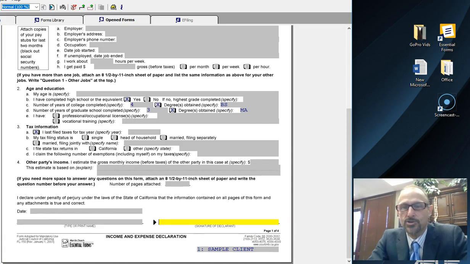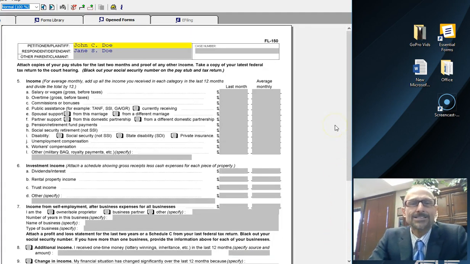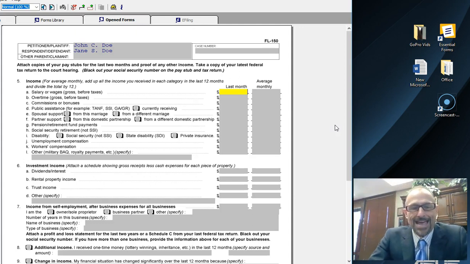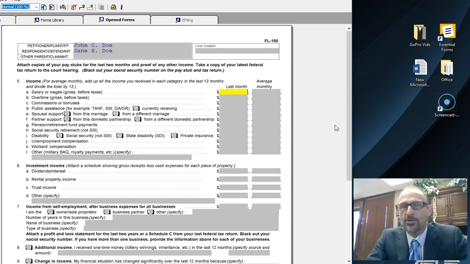All right, let's move on to page 2. At the top, again, you're going to put the petitioner's name and the respondent's name and then the case number. Now, there are an awful lot of lines on this form, and I'm sure there's a few judges out there that absolutely require you to fill in as much of these that apply. However, very few of these boxes usually apply. So I'm going to start with the top there.